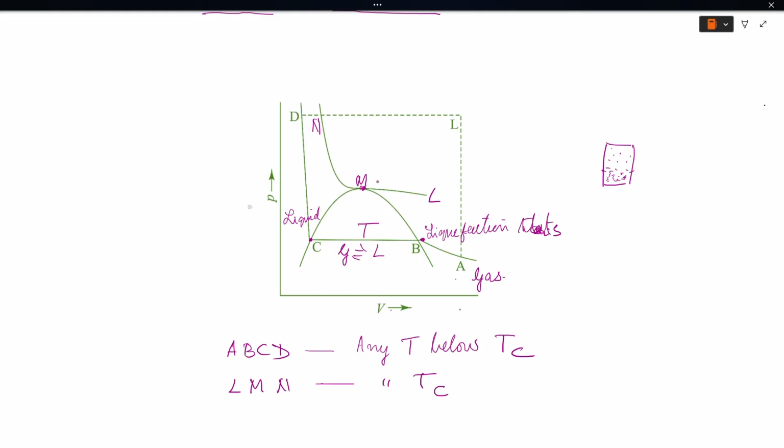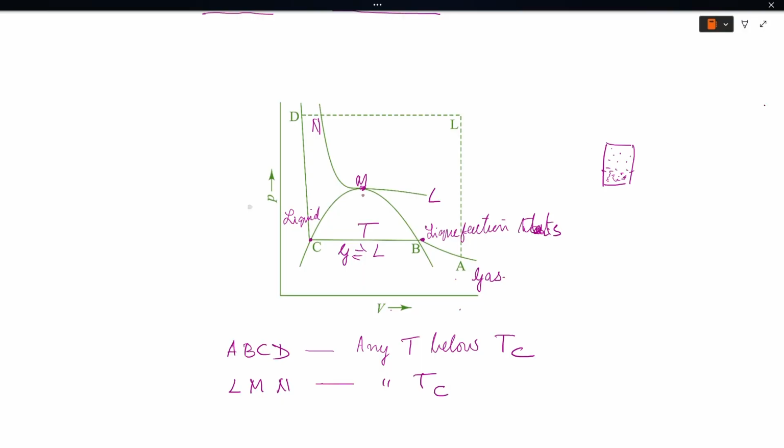From the point L to M, it will be completely in the gaseous state. Exactly at the point M, the whole of the gas gets converted into liquid. So, it is in a continuous manner: at the moment just before M, it is totally gaseous, and the moment M is reached, it is completely converted into liquid state. So, there is no discontinuity.